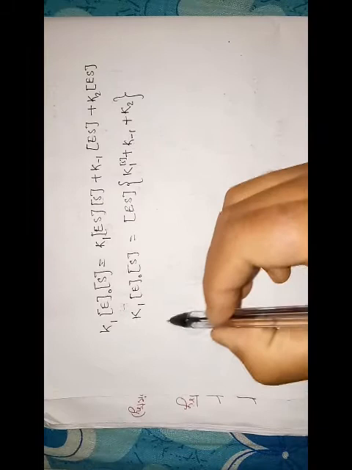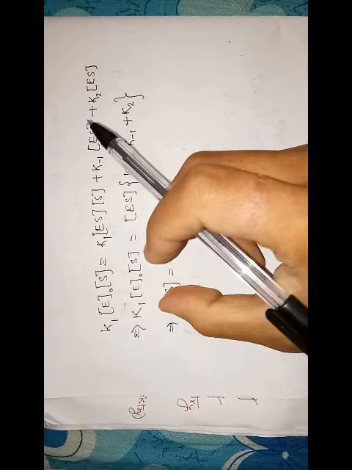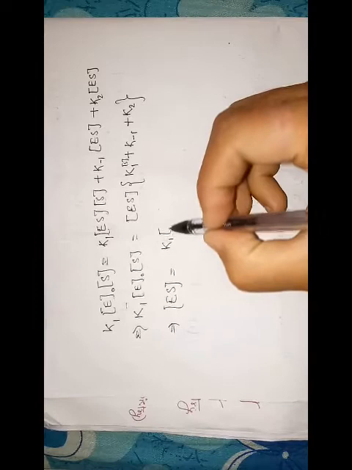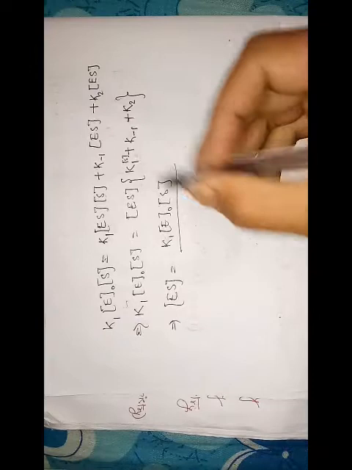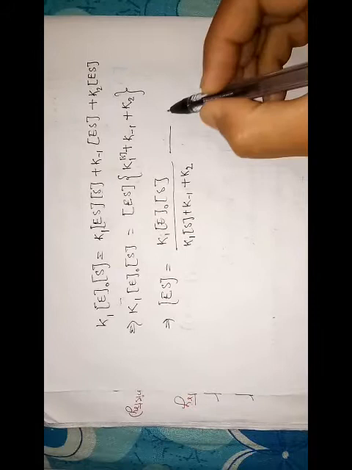So this implies that concentration of ES is equal to k1 E naught S divided by this term, which will be in the denominator of the left hand side quantity, k1 concentration of substrate plus k minus 1 plus k2. So this can be put as equation number 6.